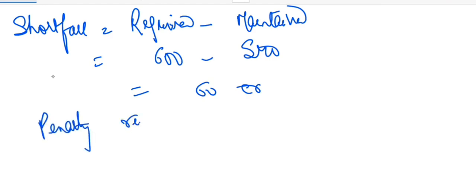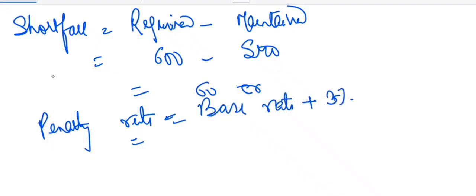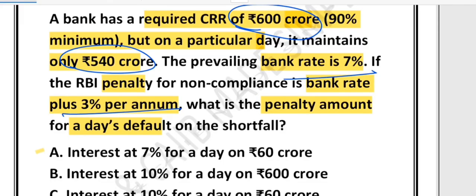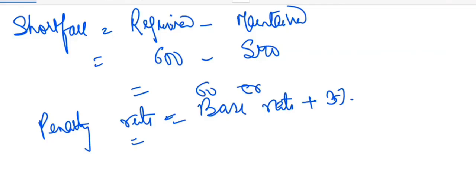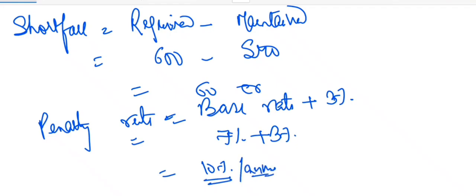It is very simple. To find the penalty rate, first you write the base rate. It is base rate plus 3% extra. Clearly they have written base rate plus 3%. So 7% base rate plus 3% extra, so the total penalty rate becomes 10%. So that is your penalty rate, 10% per annum.